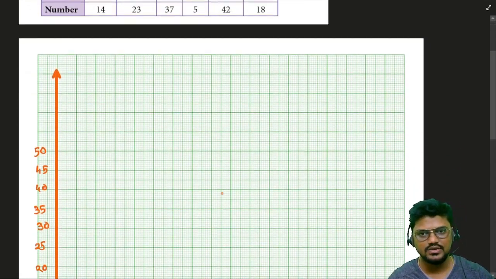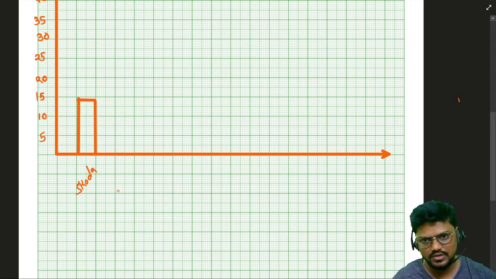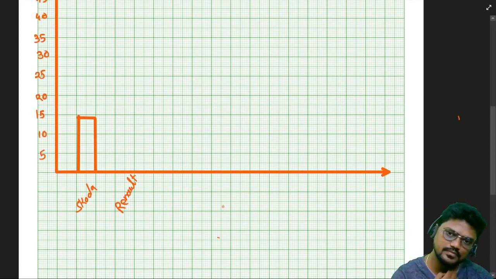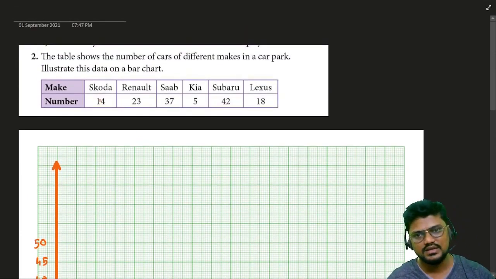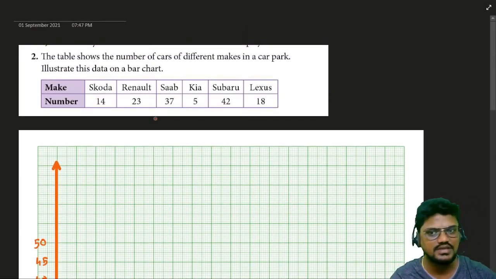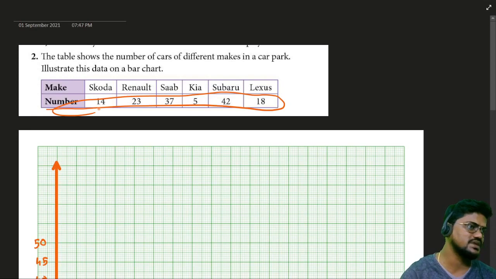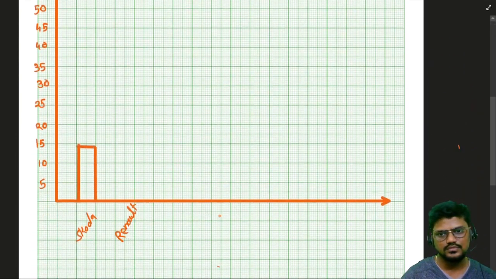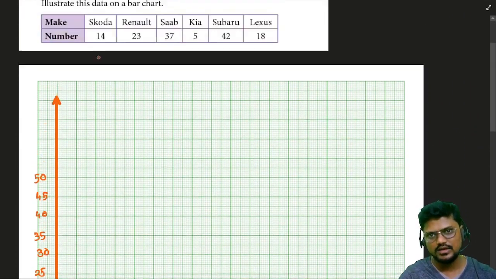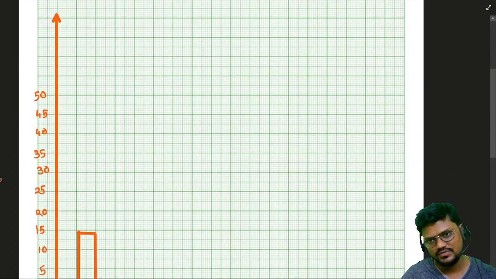Next is Renault. There are 23 cars. So let's write Renault. Sir, I keep forgetting what should be on the X and Y axis. How do you decide it? See, whenever there is a count, the counts are always represented on the Y axis. Whenever there is a count of something, the number of readings, whatever the readings are, that will be represented on the Y axis. And the categories in the upper row of the table go on the X axis, and the numbers are what you have below.